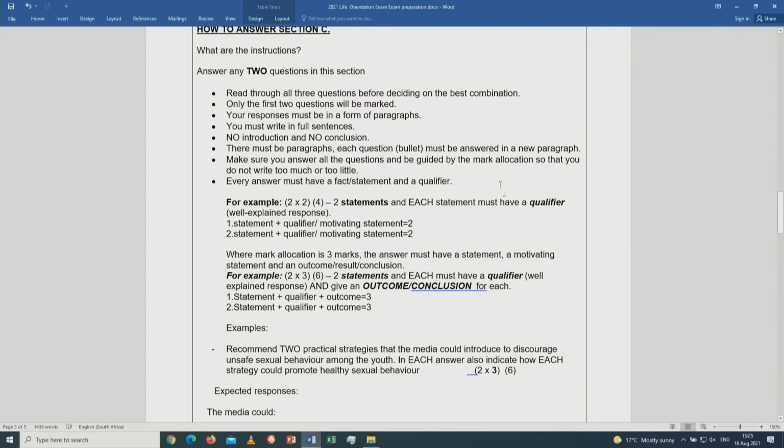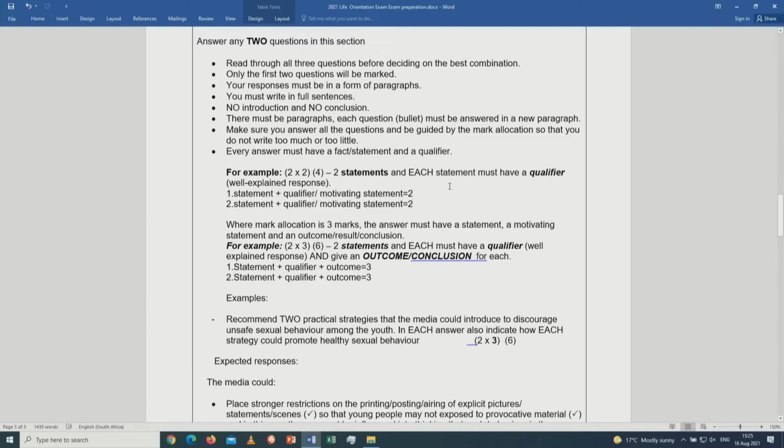You will lose marks. And as much as it is a long type of question or an essay, you don't have to write an introduction. You don't have to write a conclusion, because no marks will be awarded for those. You won't be given marks for introduction. You won't be given marks for conclusion. Just stick to the bullets in the questions. There must be paragraphs. Each question bullet must be answered in a new paragraph to make it easy for the marker, the teacher who will be marking you, to see which responses are for which questions, because there are bullets in those questions of section C.